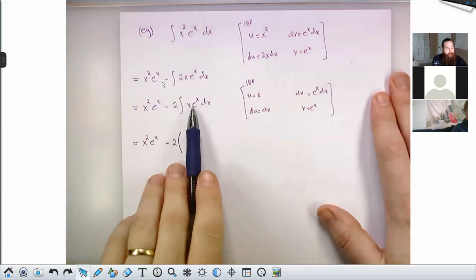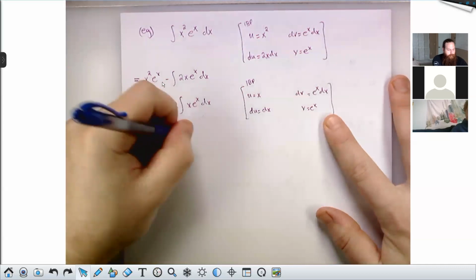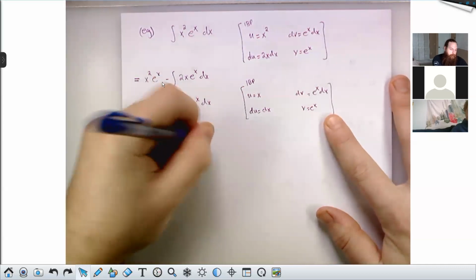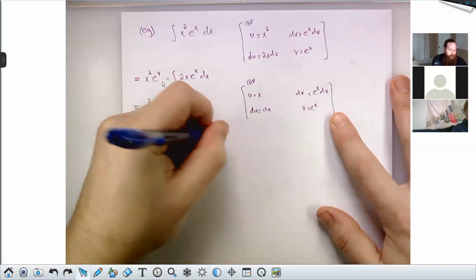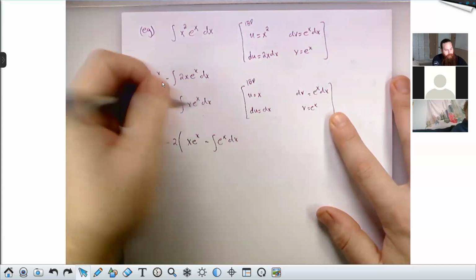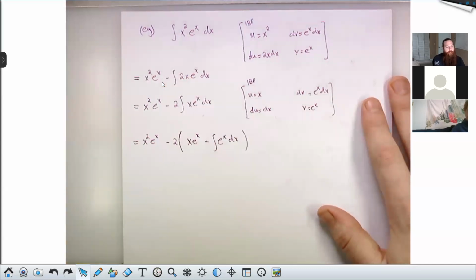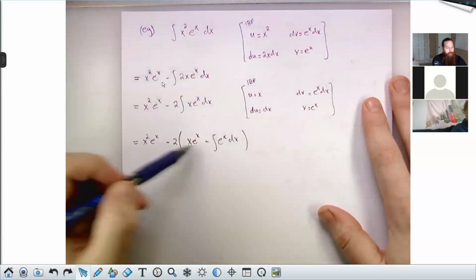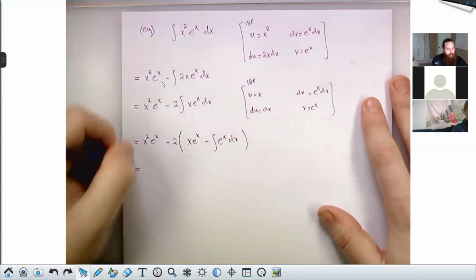So the integral of x e to the x dx should be x times e to the x minus the integral of e to the x dx. And all that goes in these parens. So here's the first use of IBP. Here's the second use of IBP. And then we distribute the two.